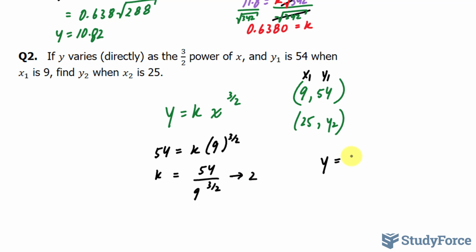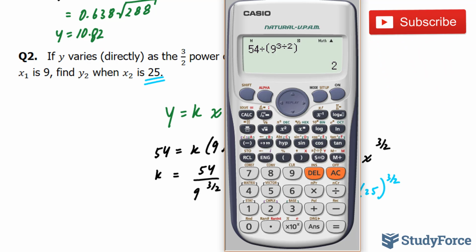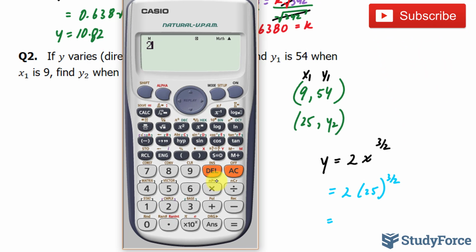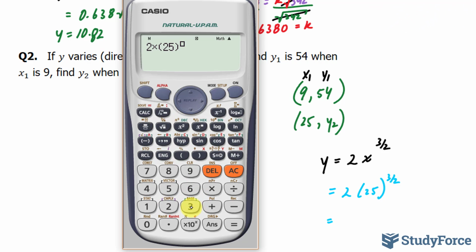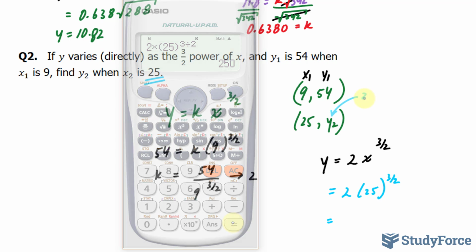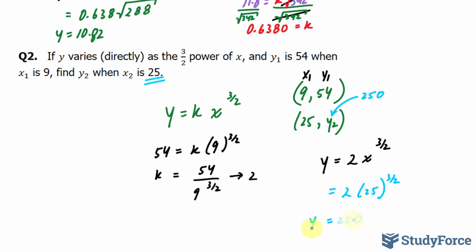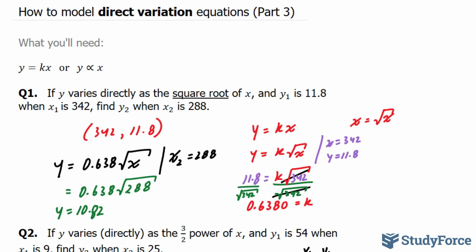y is equal to 2 times x to the power of 3 over 2. Substituting 25 into our x, 25 to the power of 3 over 2. This is a simple calculation. Click 2 times bracket 25 to the power of 3 divided by 2, and we end up with a y2 of 250. And so there you have it. That is how to model direct variation equations.